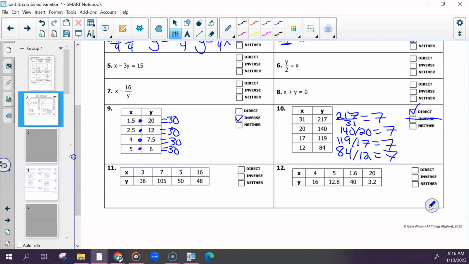Questions on that? Yes. To find your k value, multiplication to find your k value for inverse. Division to find your k value for direct. Okay. Skip to the next page.